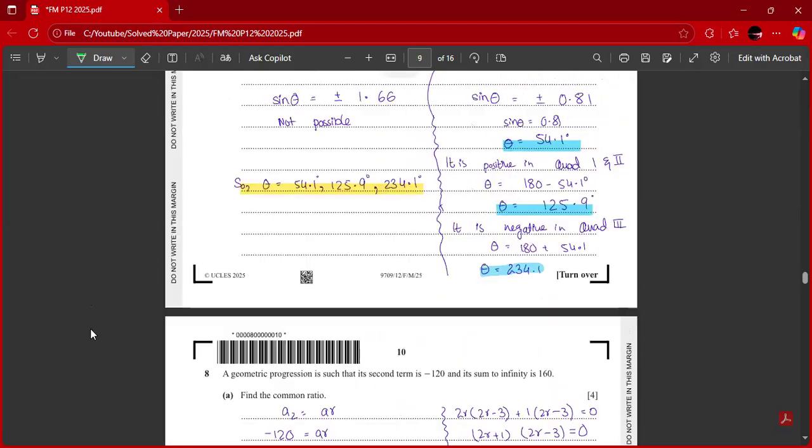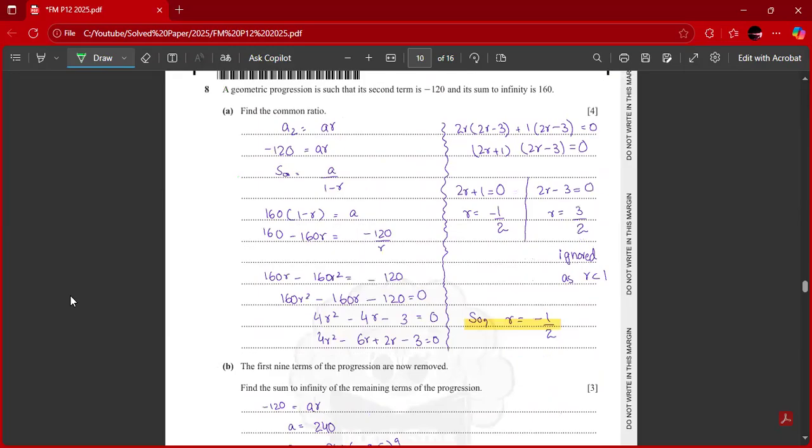Question number 8, almost at the end of this paper. Geometric progression. We're given the second term and the sum to infinity, and we are supposed to find the common ratio. Now, it's a geometric sequence. To find any term in a geometric sequence, we know that the nth term is a times r raised to the power n minus 1. This is the formula to find any term.